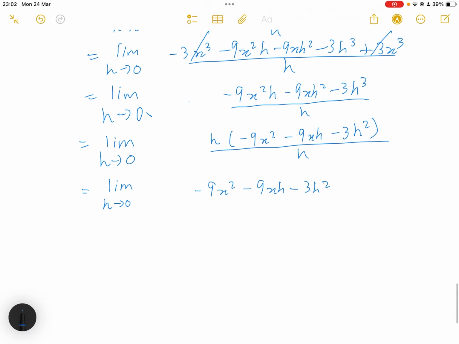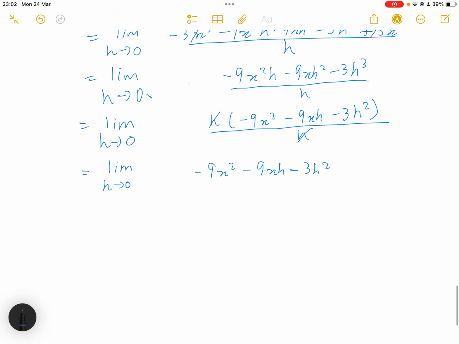Now I'm going to use h tends to 0. Where there's h, I'm going to put 0, not where there's x. Where there's h, I'm going to put 0. So 9x times 0 is 0 here, 0 here. These are gone, and you are only left with the answer negative 9x squared. So this is going to be your answer for f prime of x.